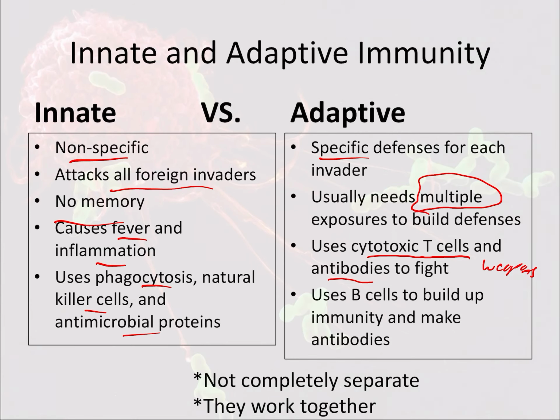It uses B cells to build up immunity and to make antibodies. B cells are the ones that make the antibodies. Again, they're not completely separate from each other, and they do work together. And you'll see some ways where that happens.